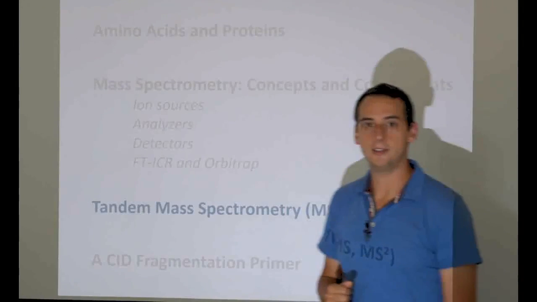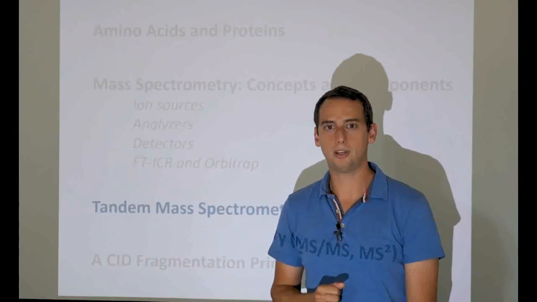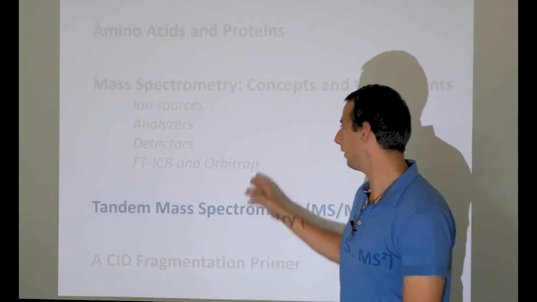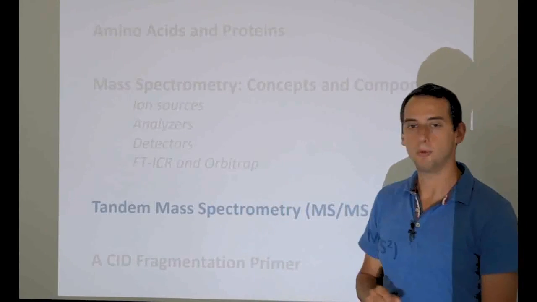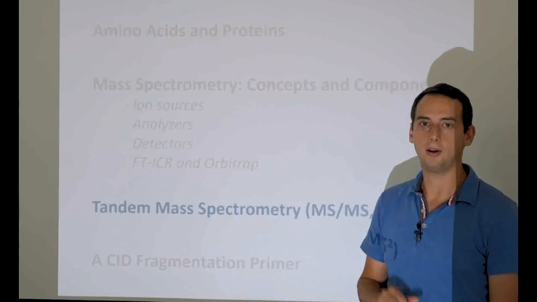So with that, we come to the end of the special cases, the Fourier transform ion cyclotron resonance instrument and the Orbitrap, and our next lecture will be tandem mass spectrometry and how that works in the instrument.